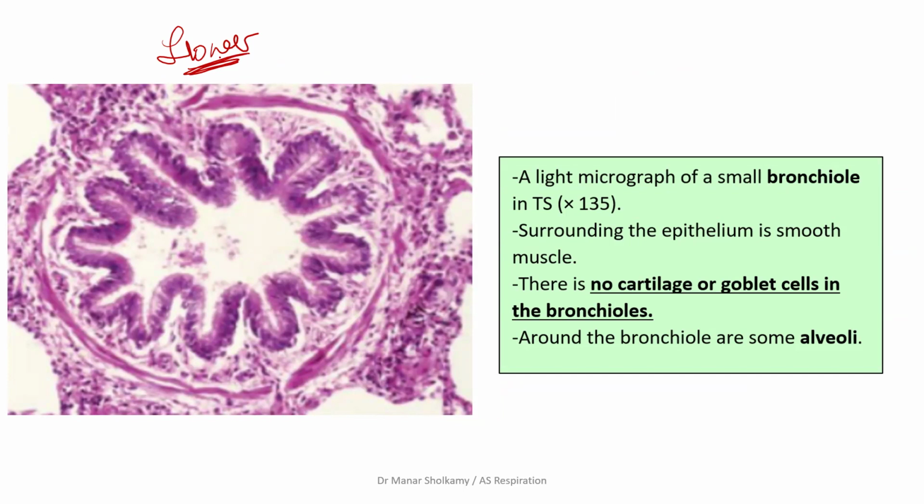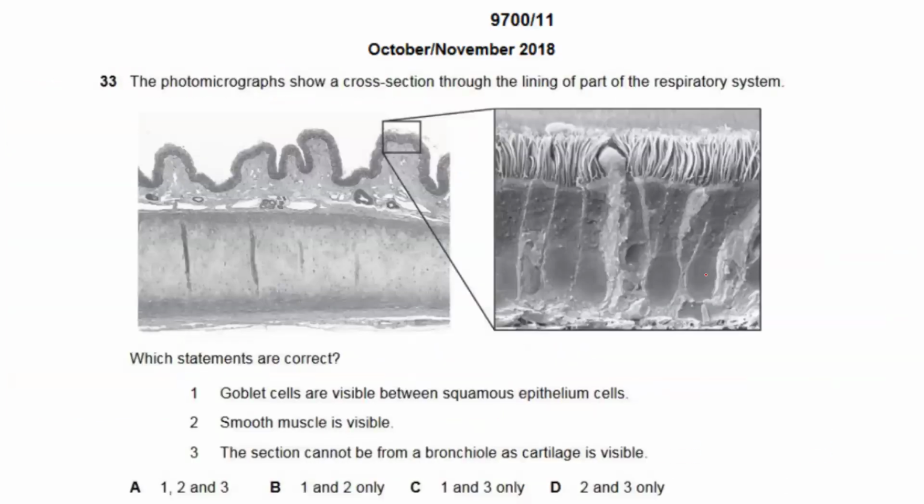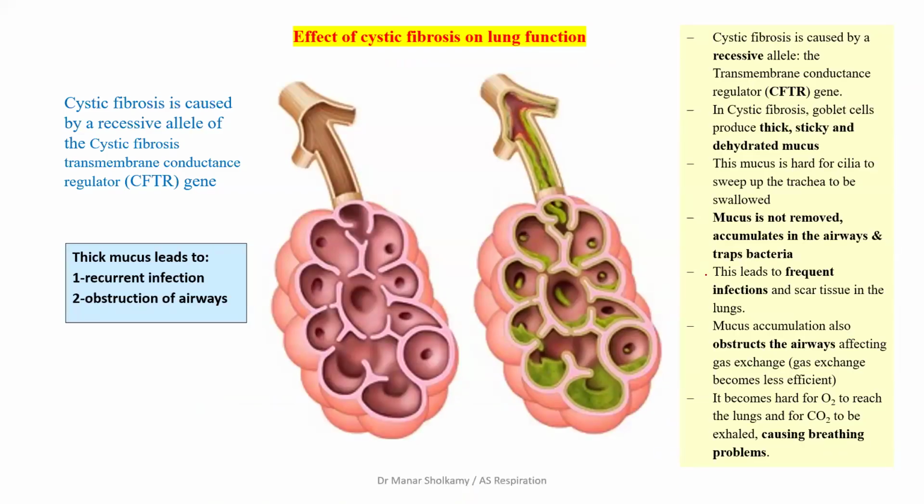This is a bronchiole because I do not see cartilage. And you have many alveoli here. These air spaces are the alveoli. Bronchioles have no cartilage and no goblet cells. Don't forget that. Okay, we will go back to the questions later.